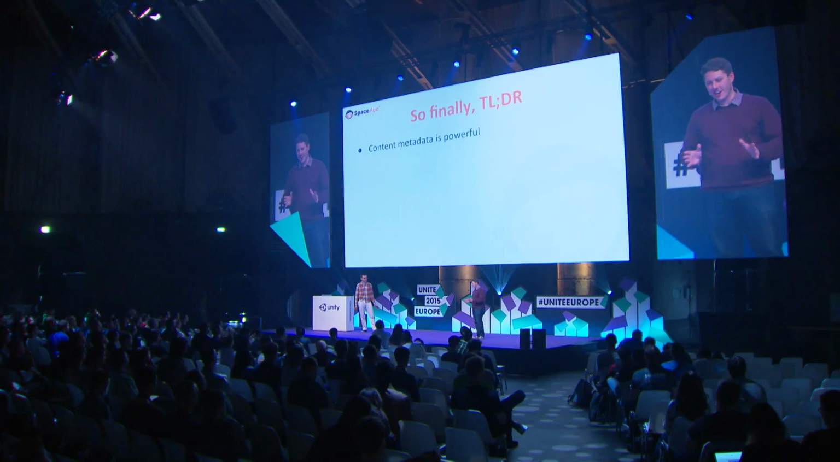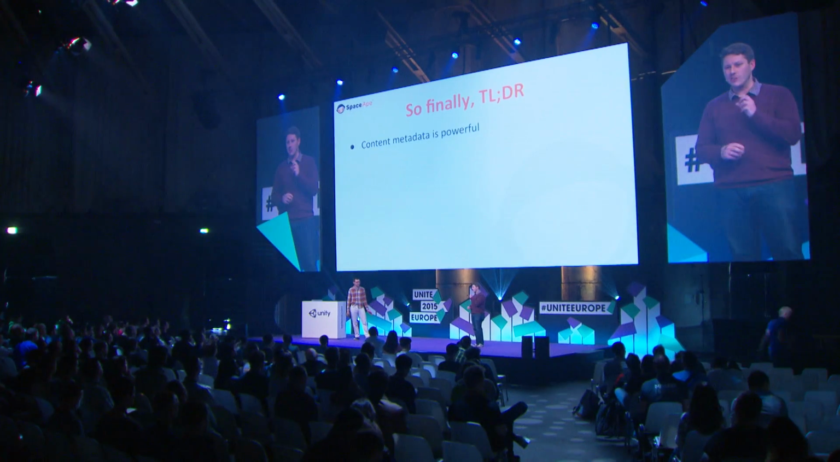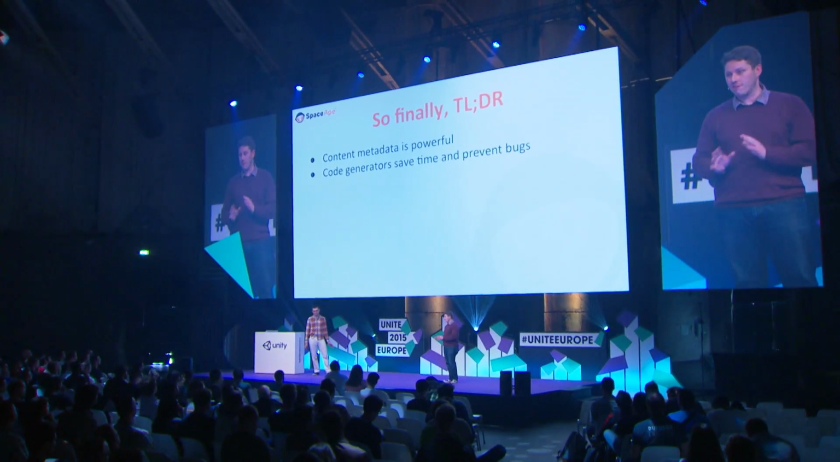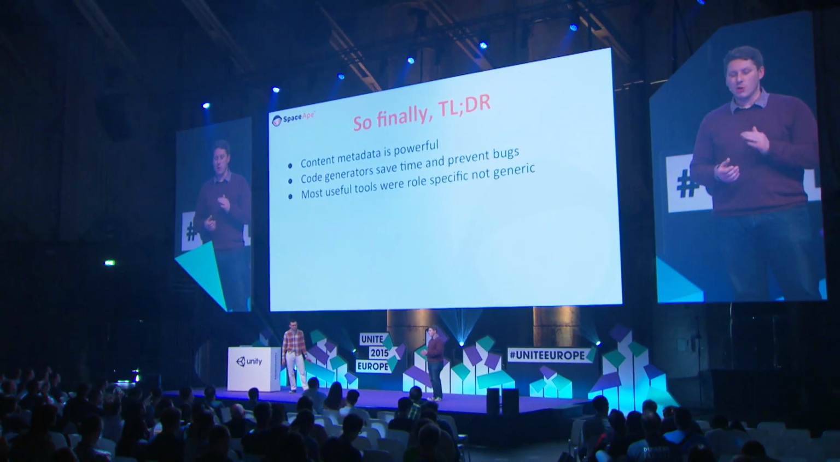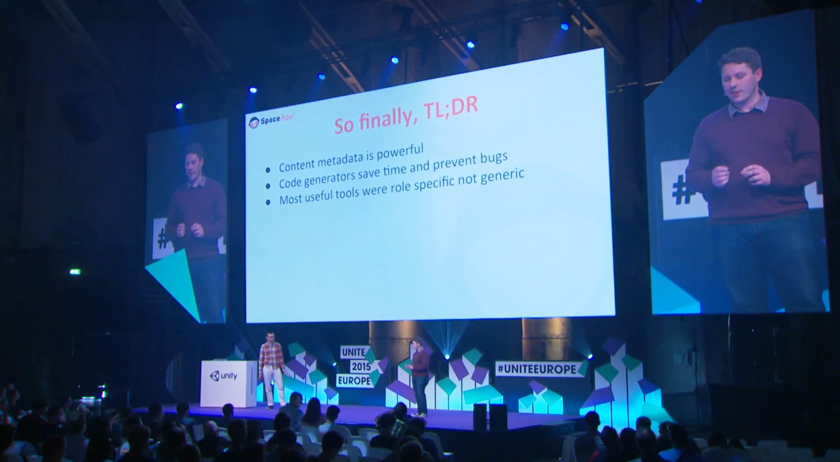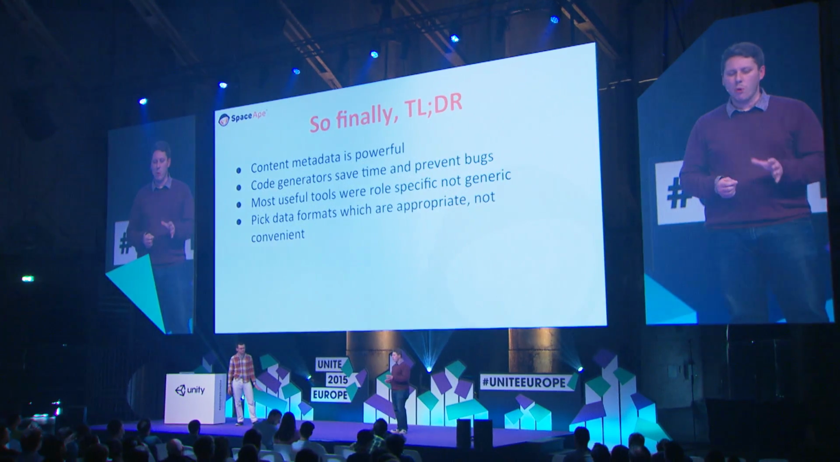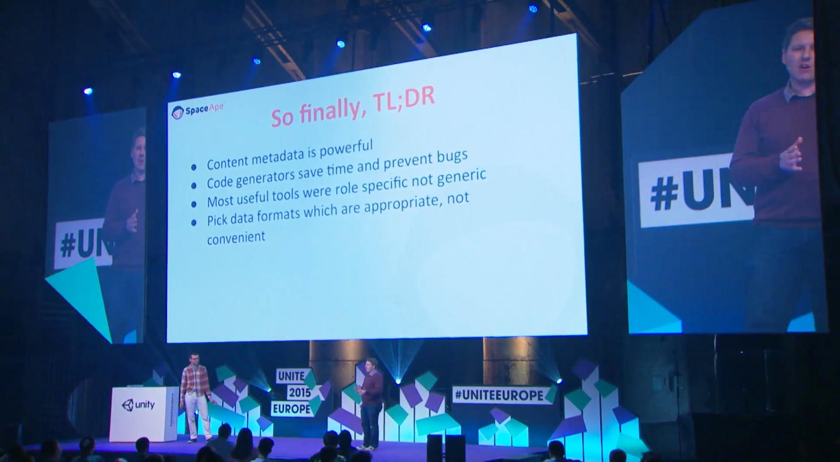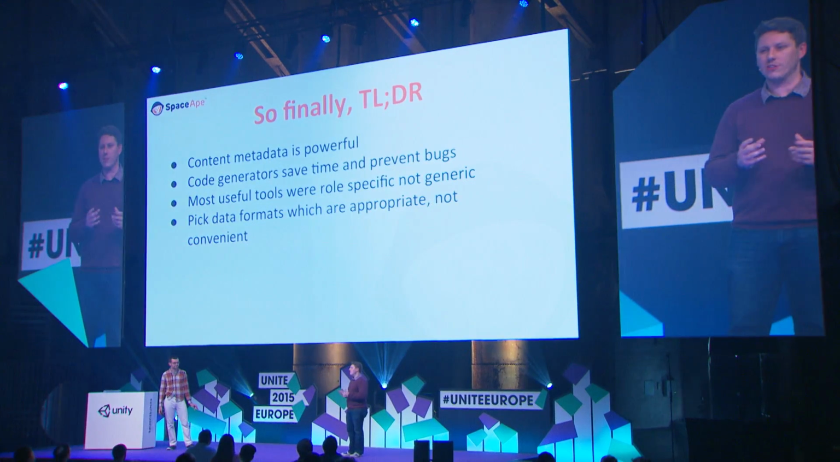So finally, the too long, did not read version of this presentation. The content metadata is super powerful. It lets you do so many different things, including extra tooling like code generators, which is going to save you time and effort and fix you bugs. Most of the tools were specific, not generic. That's cool. It was important that we picked formats that were appropriate rather than just convenient. So way back at the start, if we'd just used JSON rather than sticking with the spreadsheet format we had, that would have been so much better for us in the long run.